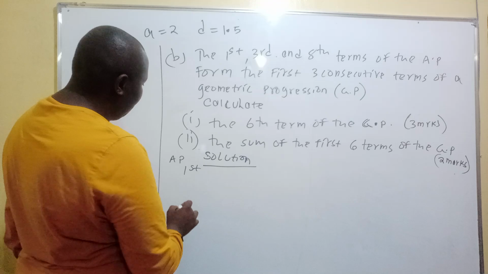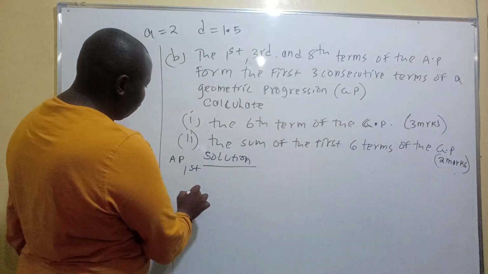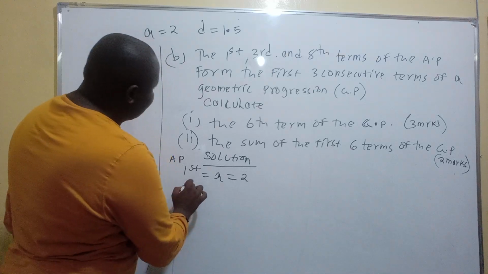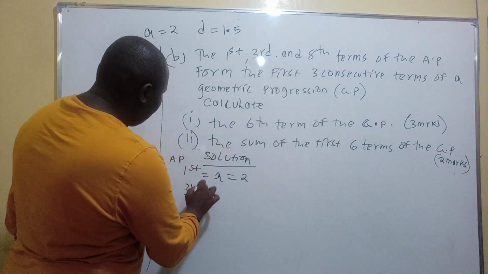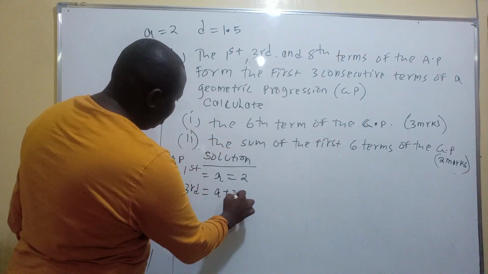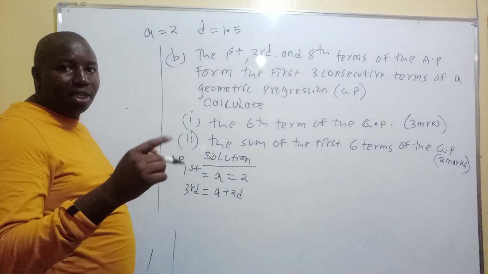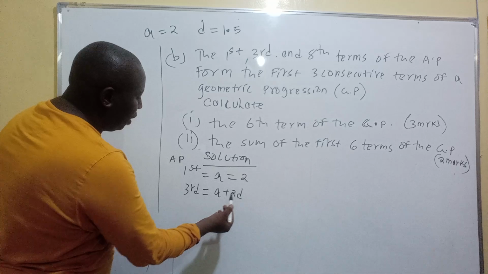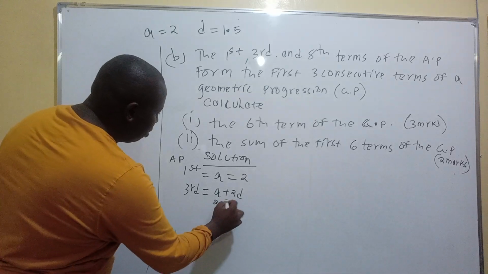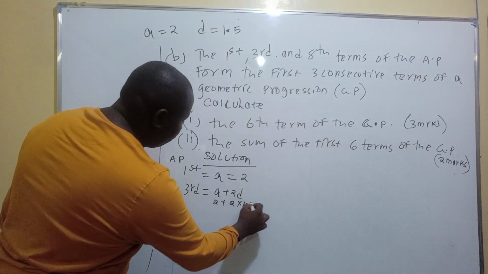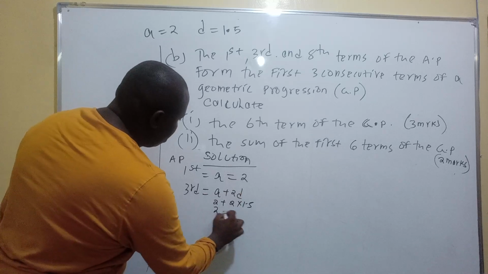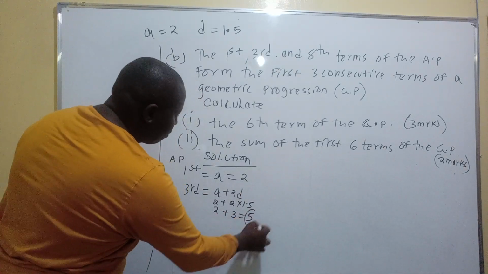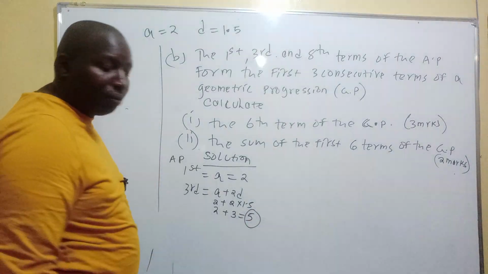The first term of the AP, in this case arithmetic progression, would be A, where our A is 2. Then the third term is given by A plus how many D? 2D. Because the nth term is A plus n minus 1 D. So therefore A plus 2D. You already have A is 2. D is 1.5, so 2 times 1.5 is 3. So it is 2 plus 3, you get 5. The third term is 5.